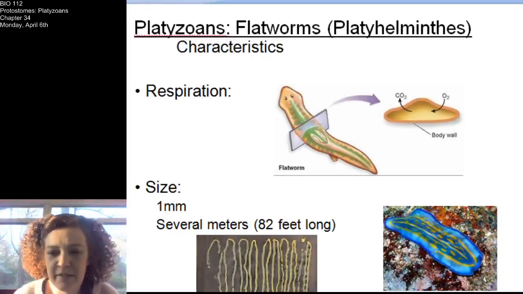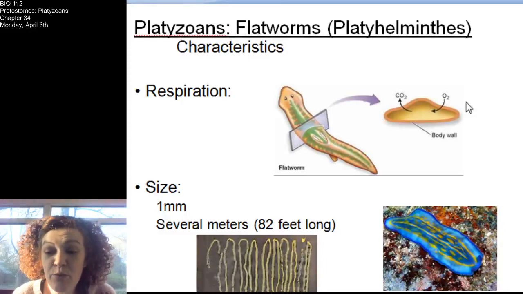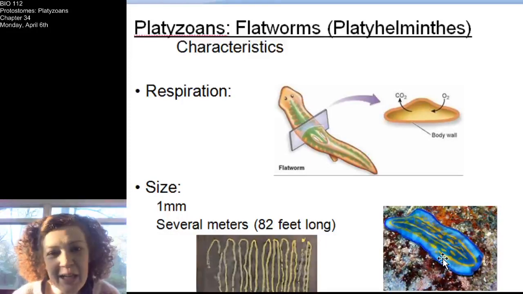So, cutaneous respiration. You have gas exchange across the skin surface here. And they have a really wide range of sizes. Here you have a beautiful marine flatworm. I posted on Schoology a nice video of some marine flatworms penis fencing. I like to think these guys look like magic carpets. Aren't they cute?